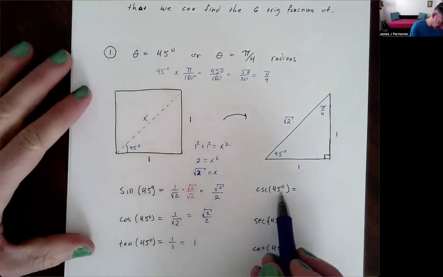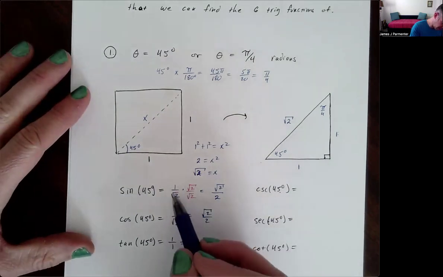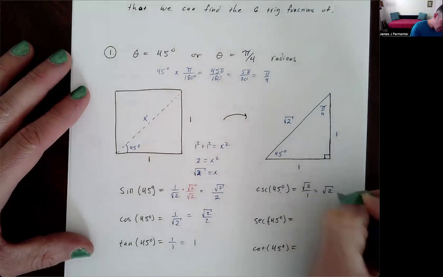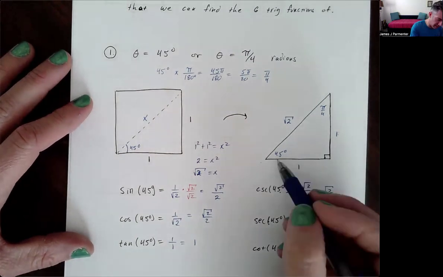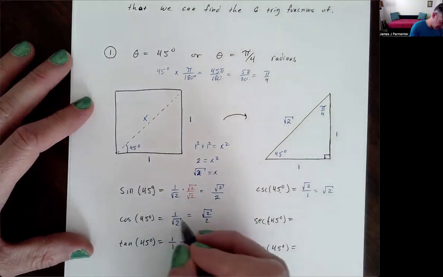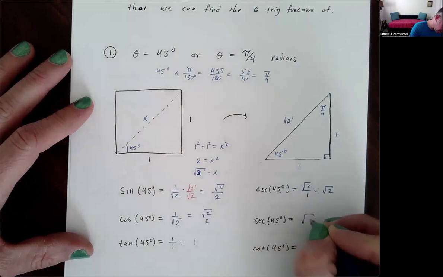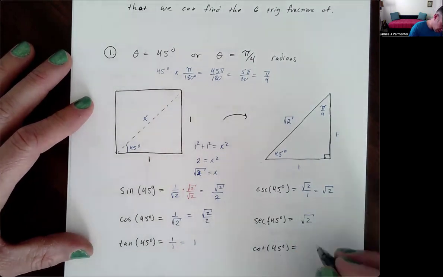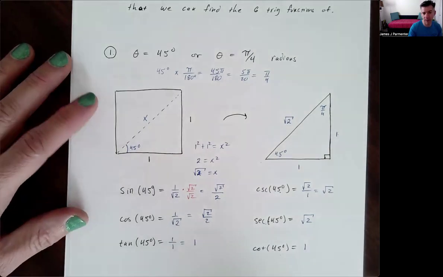So cosecant of 45 degrees is going to be the reciprocal of 1 over root 2, which is root 2 divided by 1, or just the square root of 2. Or I could use the triangle, and say it's going to be the hypotenuse divided by the opposite. Secant of 45 degrees is going to be the reciprocal of cosine of 45 degrees, so it's also going to be the square root of 2. And cotangent of 45 degrees is going to be the reciprocal of tangent of 45 degrees, which is going to be 1 divided by 1, which is 1.